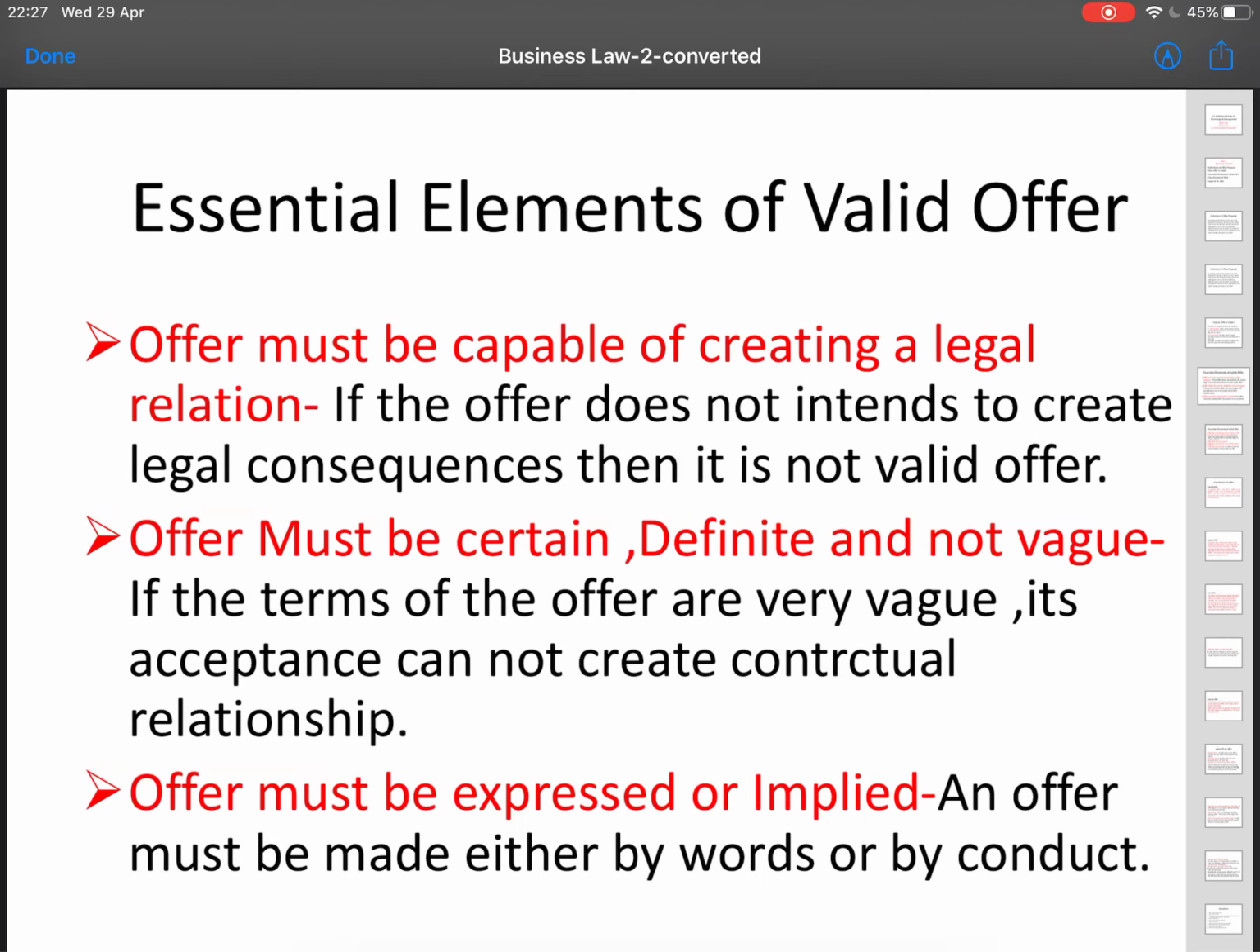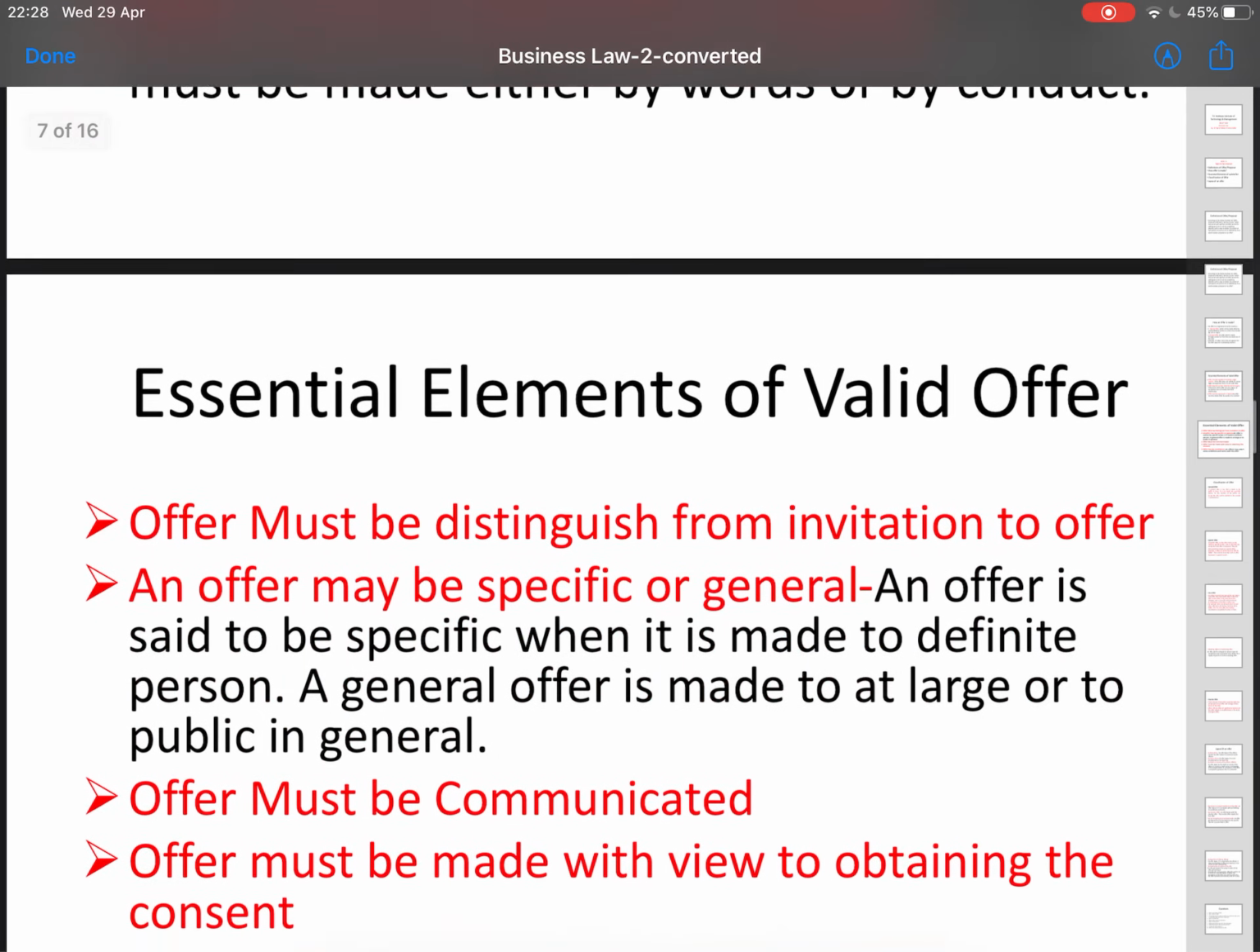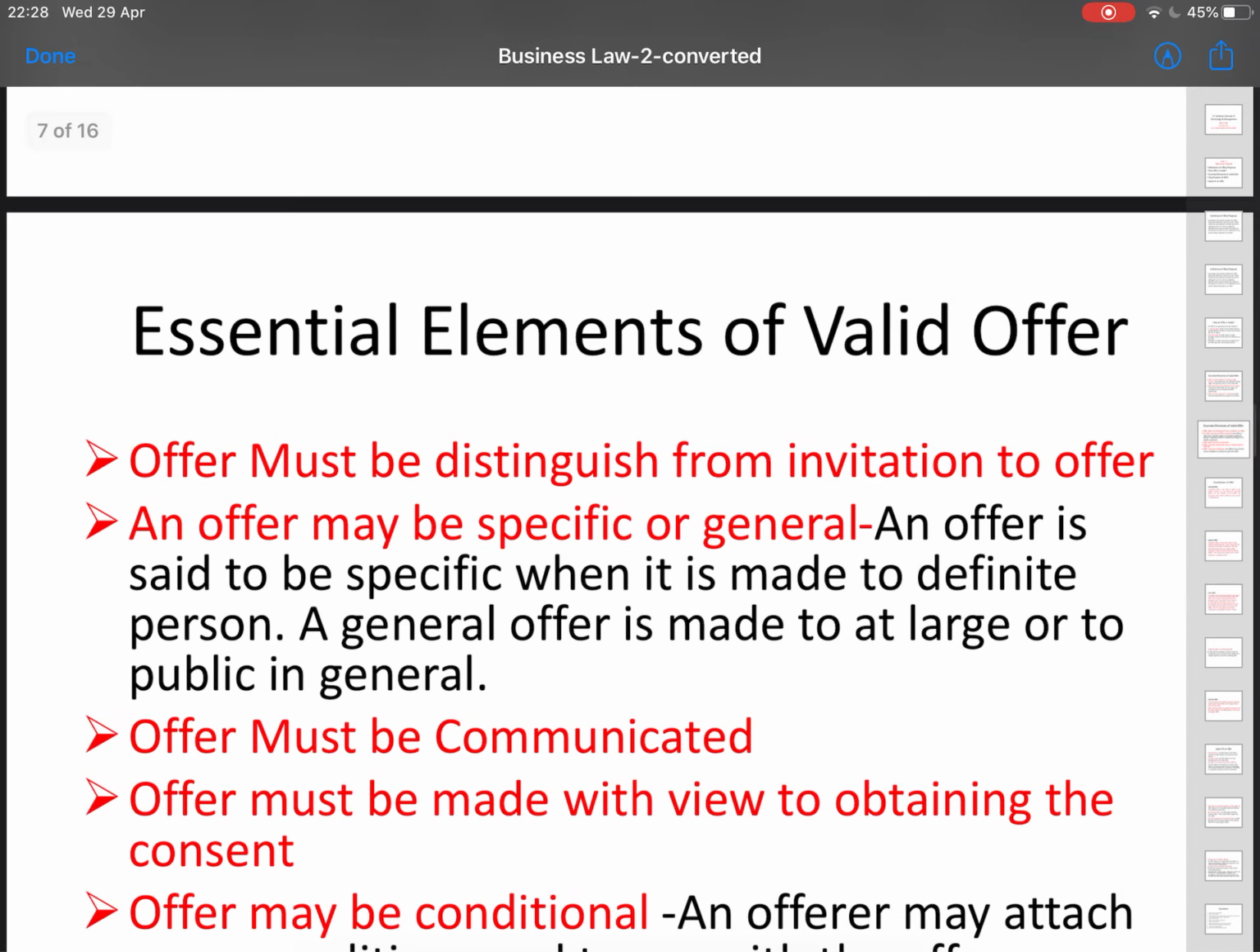Now, the third essential is that the offer must be expressed or implied. An offer may be made either by words or conduct. An offer which is expressed by words, spoken or written, is called an express offer, and the one which is made by conduct is called an implied offer. Example, M says to N that he is willing to sell his motorcycle to him for rupees 20,000. It is an express offer.